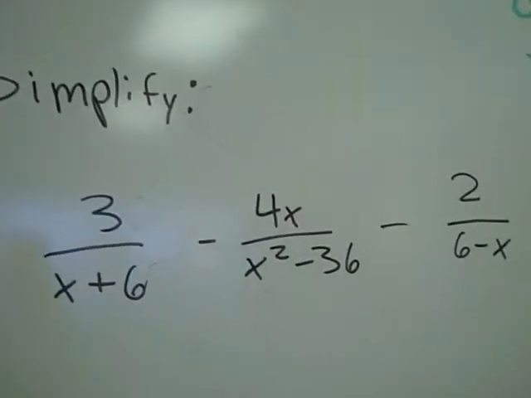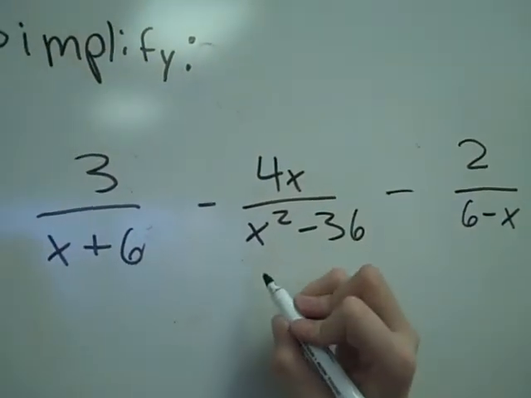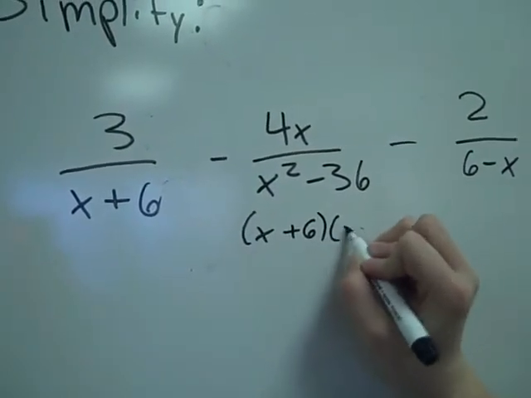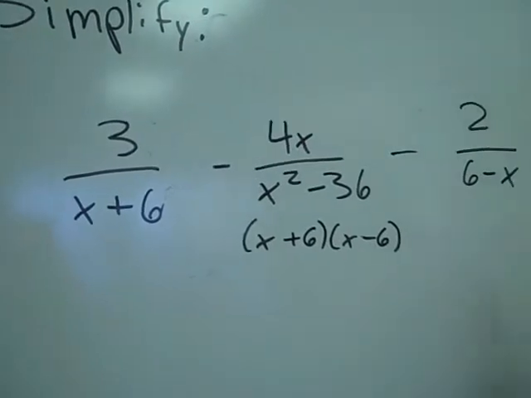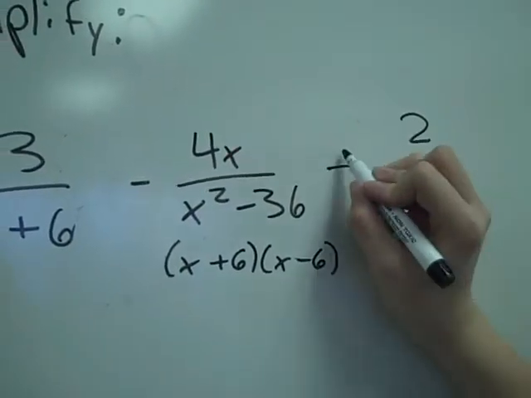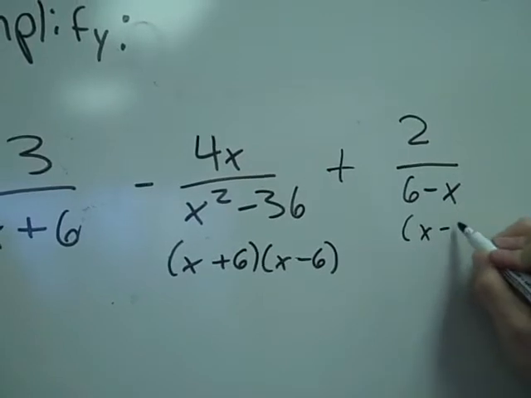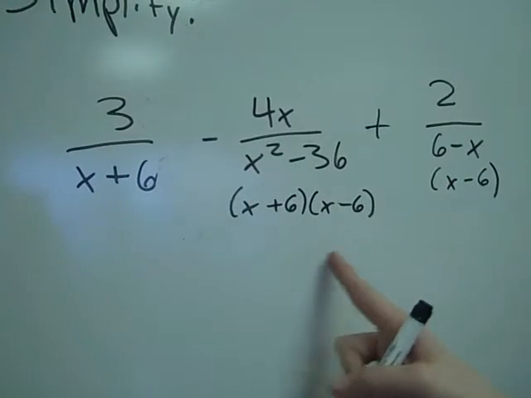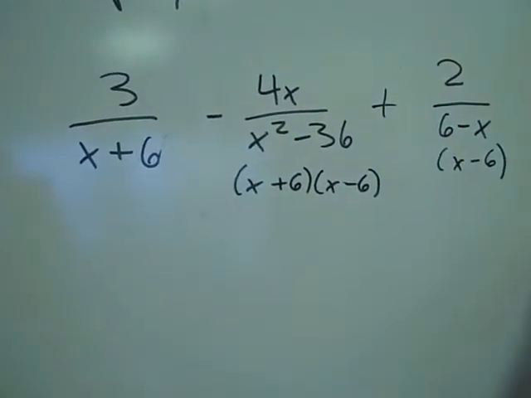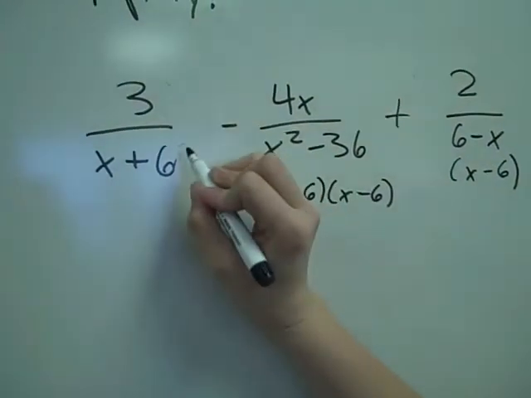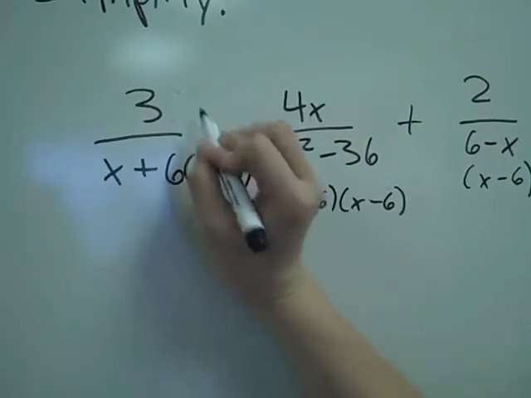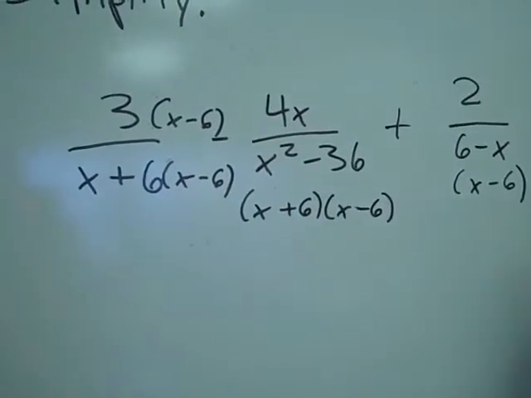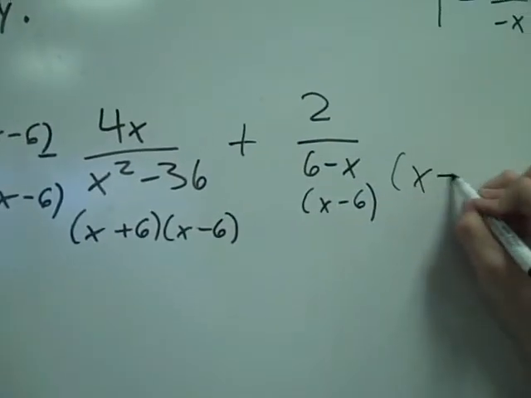At first, you need to factor out the bottom. In this, it's the difference of squares, so it would be x plus 6, x minus 6. And this one you can factor out a negative, so make that a positive, and it would turn into x minus 6. To get them all to be x plus 6, x minus 6, because that's the greatest common factor of all of them, you need to multiply this one by x minus 6. And that one is already good. And then you need to multiply this one by x plus 6.